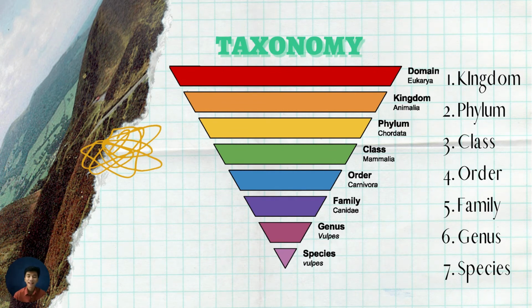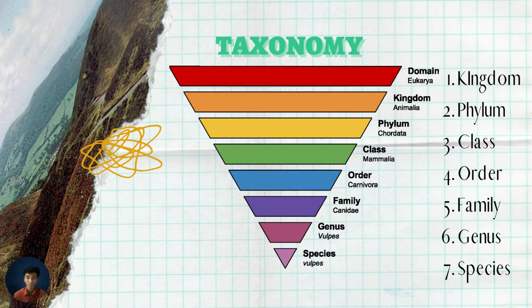Last week, we learned how to classify organisms, and we call it taxonomy. Taxonomy is the science of naming, describing, and classifying organisms, and that includes plants, animals, and microorganisms of the world. There are 7 main taxonomic ranks, namely the kingdom, phylum, class, order, family, genus, and species.